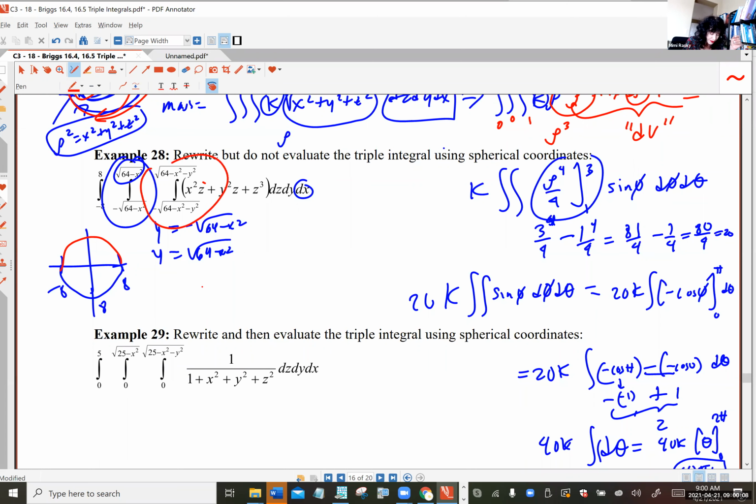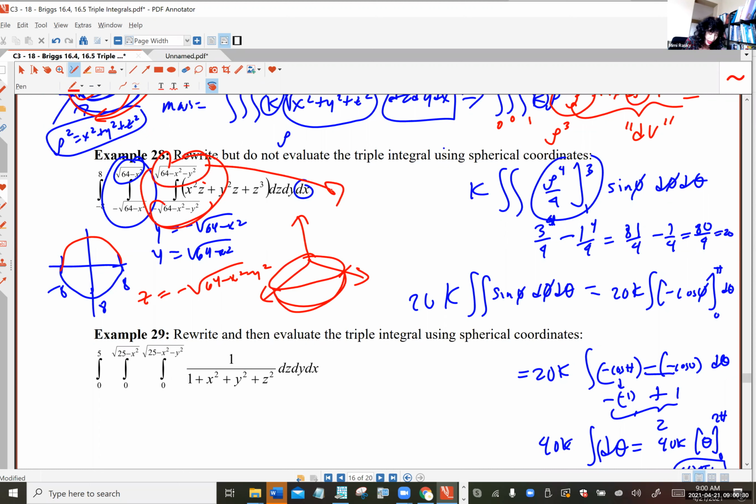Now what's Z doing? Well, if you go in 3D here, Z equals negative square root of 64 minus x squared minus y squared. That is the bottom hemisphere, basically the southern hemisphere of the sphere. And then Z equals positive square root of 64 minus x squared minus y squared is the northern hemisphere. Okay, so what do we have here? Basically, the solid is an entire sphere, centered at the origin of radius 8.